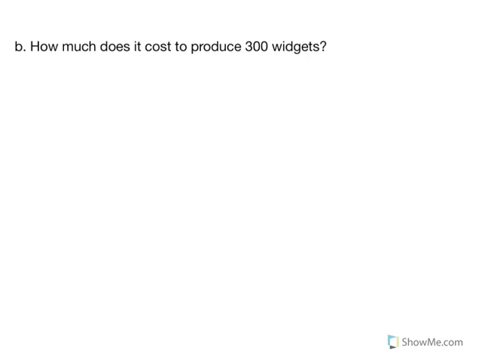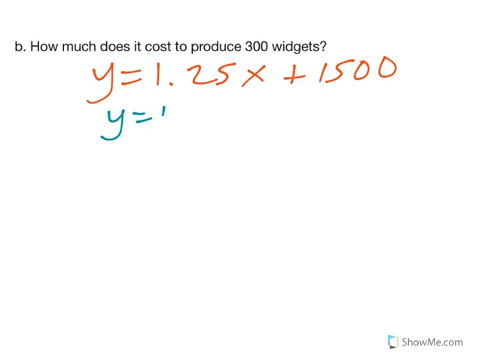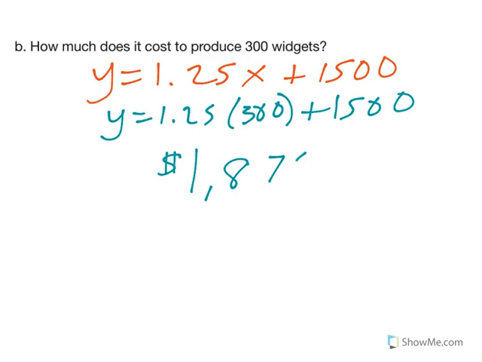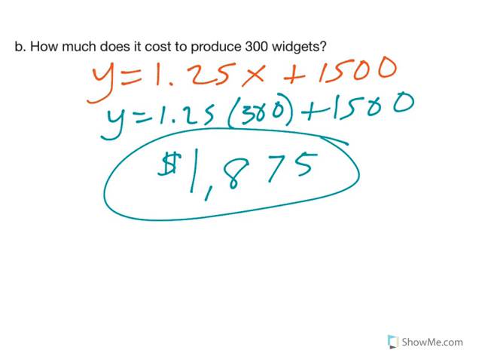All right, let's go to letter B. How much does it cost to produce 300 widgets? Well, in our equation, x is the widgets. So let's plug in 300 for x and do some math, right? Makes everybody happy. And we end up with $1,875. So it'll cost you $1,875 to produce 300 widgets.